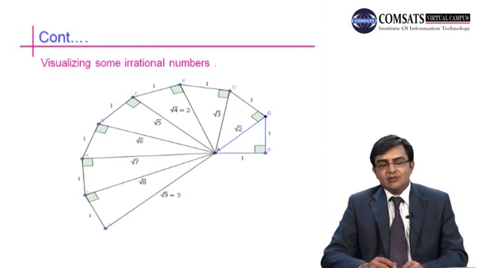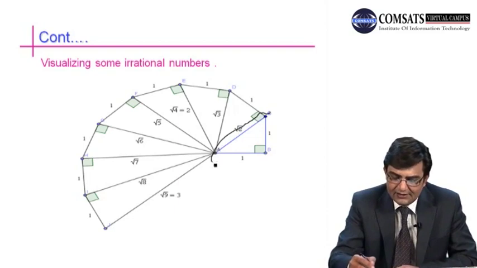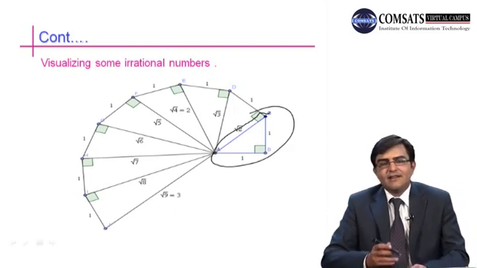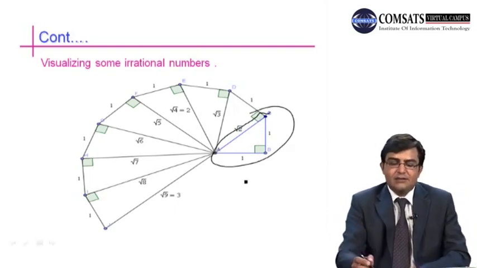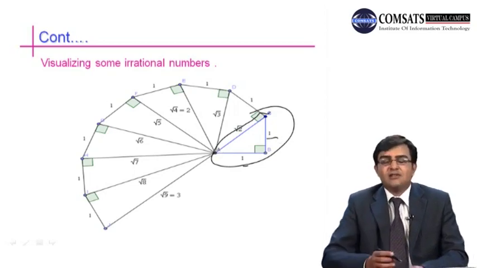Now, how do irrational numbers arise in mathematics or in geometry? In early classes you have studied right angle triangles, in which one angle is 90 degrees. If we take the first triangle, which is a right angle triangle, we take the base 1 and the height 1. What will be the hypotenuse?